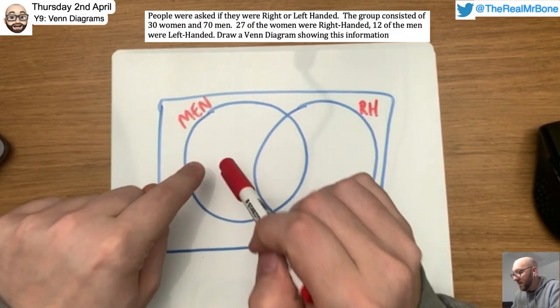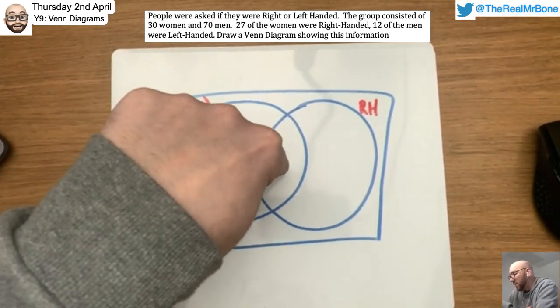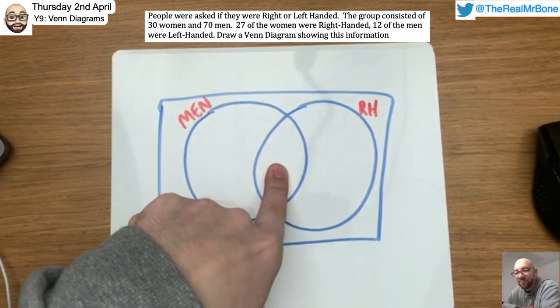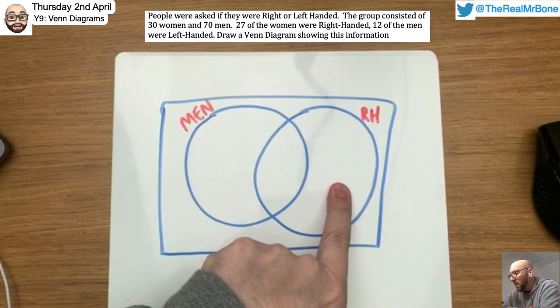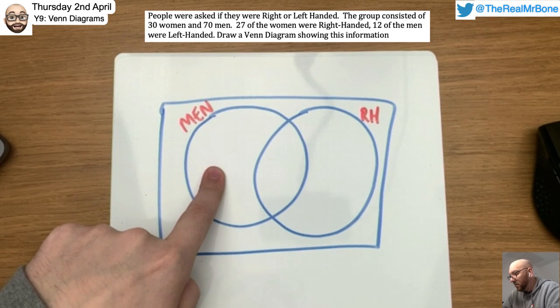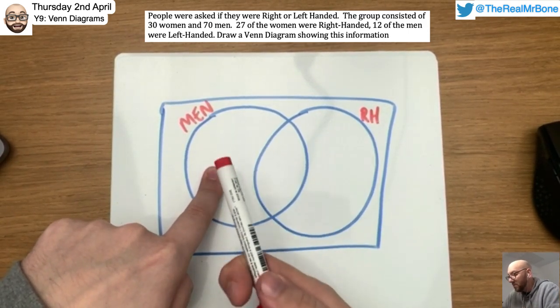Okay, so these are going to be men in this circle, right-handers in this circle. In the middle then, this will be men who are right-handed, which means if you're over here, you're going to be a woman, but right-handed. If you're over here, you're going to be a man who's not right-handed, so you're going to be a left-handed man.